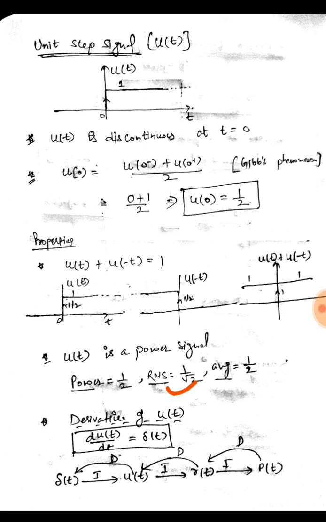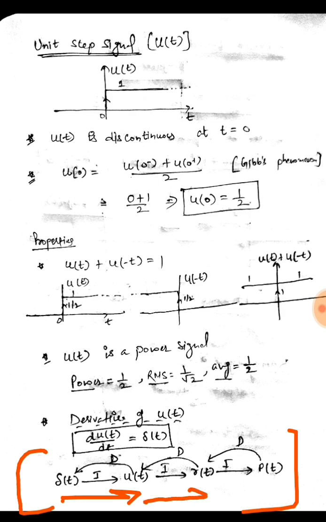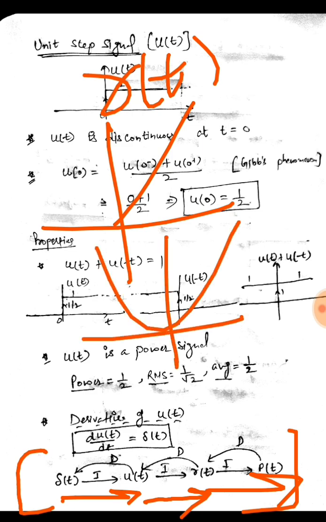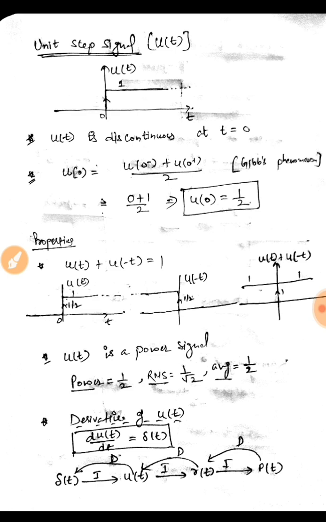Now if I take the derivative of the unit function, I will get the delta function. This is a very important property. If I take the integration of the delta function, I will get the unit signal. If I take the integration of the unit signal, I would get a ramp signal, r(t). If I take the integration of r(t), I will get a parabolic function. And if I do the reverse, that is, take the derivative of p(t), the parabolic function, I would get the ramp signal. If I take the derivative of the ramp signal, I will get the unit signal, and if I take the derivative of the unit signal, I will get the delta signal.